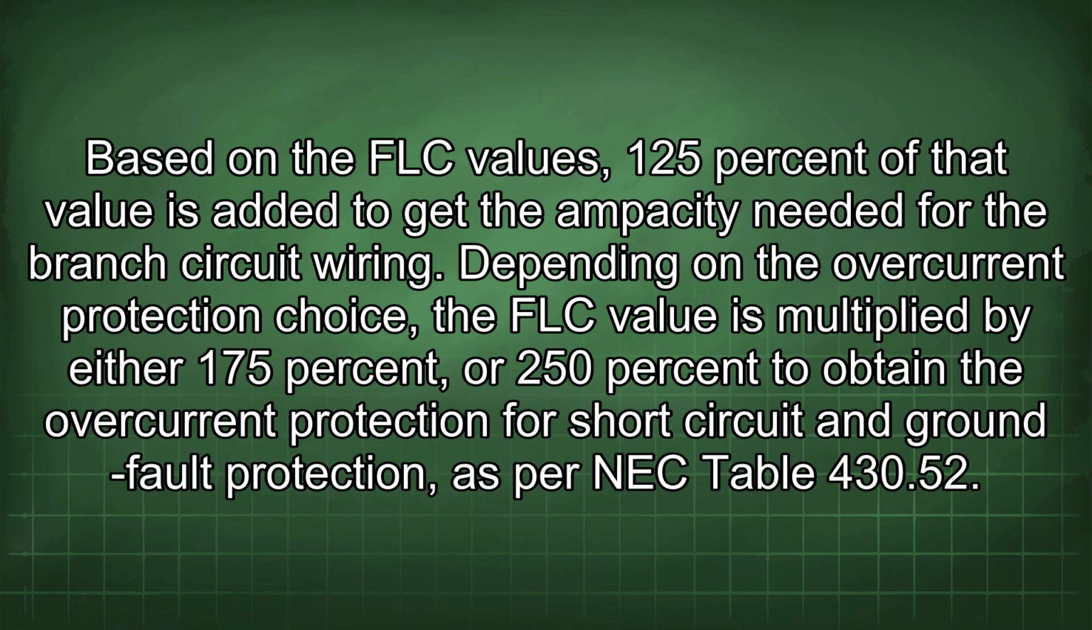Based on the FLC values, 125% of that value is added to get the ampacity needed for the branch circuit wiring. Depending on the overcurrent protection choice, the FLC value is multiplied by either 175% or 250% to obtain the overcurrent protection for short circuit and ground fault protection, as per NEC table 430.52.